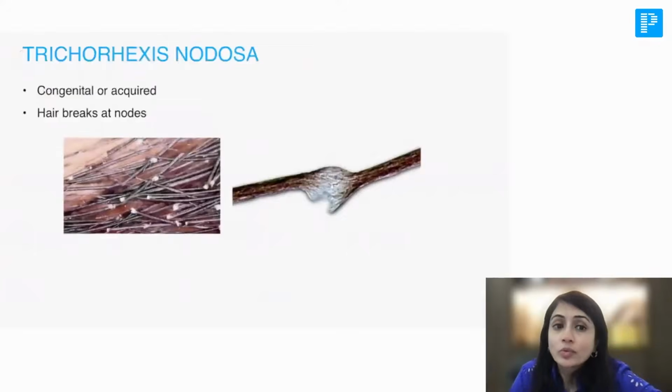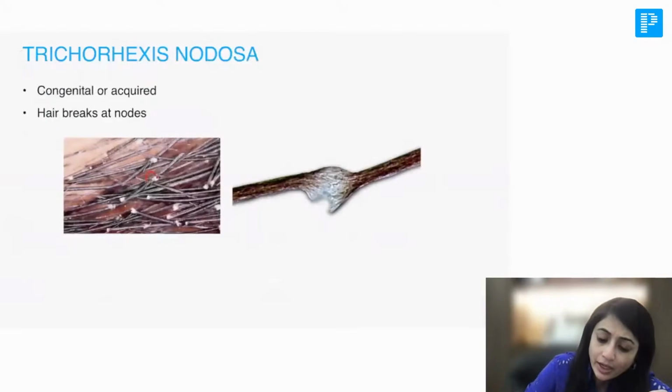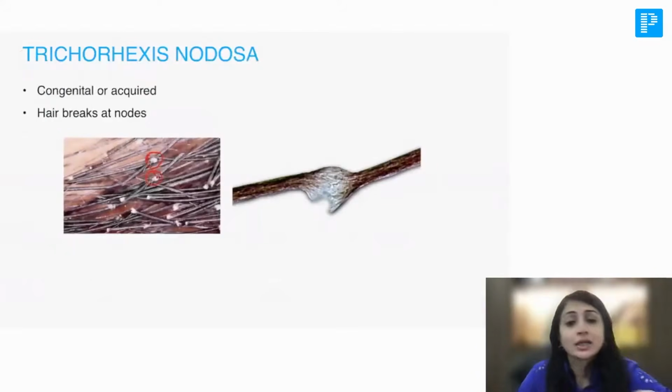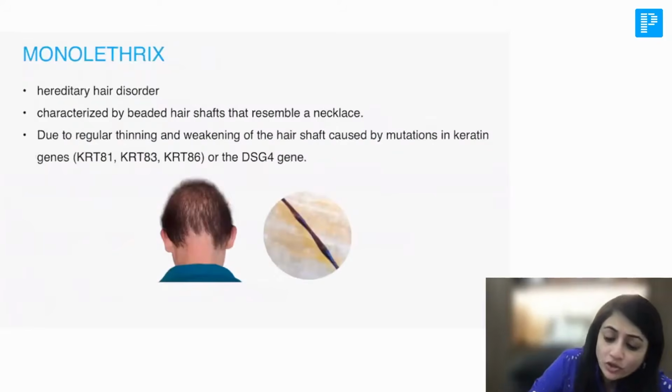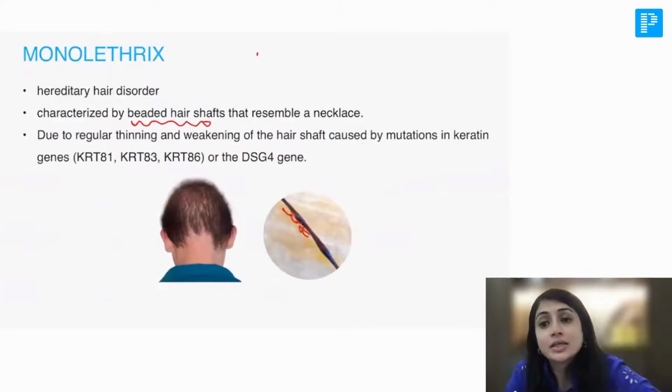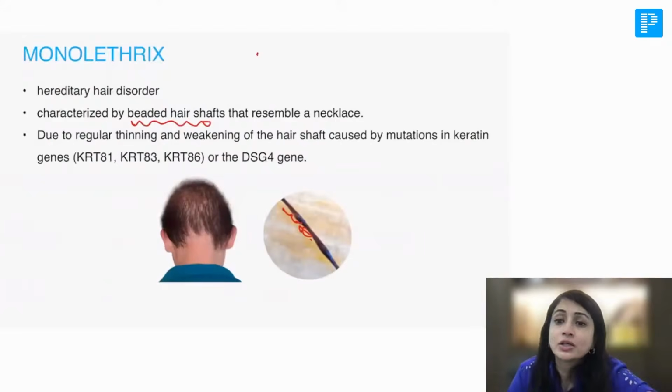The next option was trichorrhexis nodosa. Here you have nodes, so the hair breaks at nodes. It can be congenital or acquired, but you basically see nodes here. Monilethrix is again a hair shaft disorder where you see beaded hair shafts. You see hair shafts which are beaded and thus resemble a necklace. So beaded hair shaft is monilethrix.